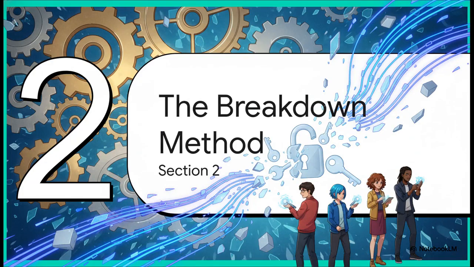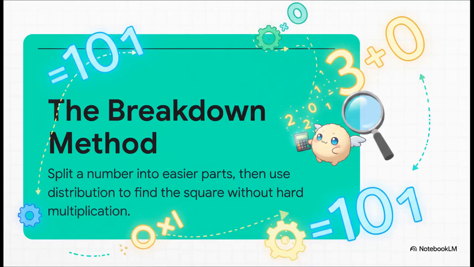Let's start with a method that works for any number you throw at it. The best way to think about it is like deconstruction. We're going to take a hard problem and just smash it into a few really easy ones. We call this the breakdown method, and it's exactly what it sounds like. Instead of trying to wrestle a big number all at once, you just split it into friendlier pieces, like tens and ones, and then you multiply those smaller parts out.